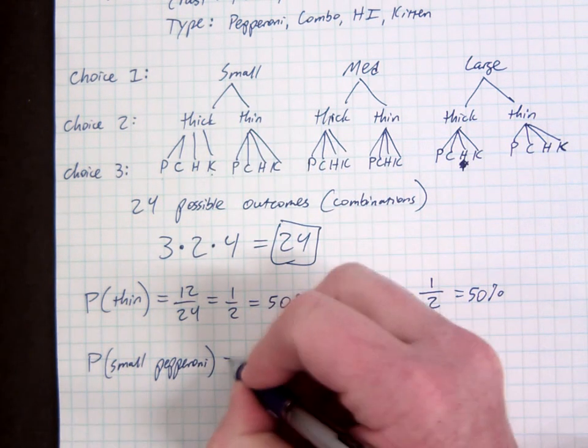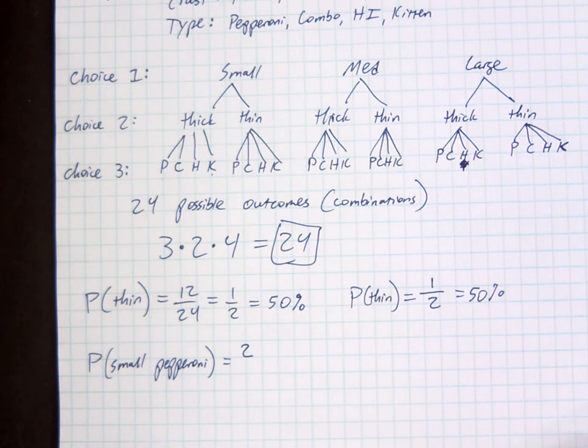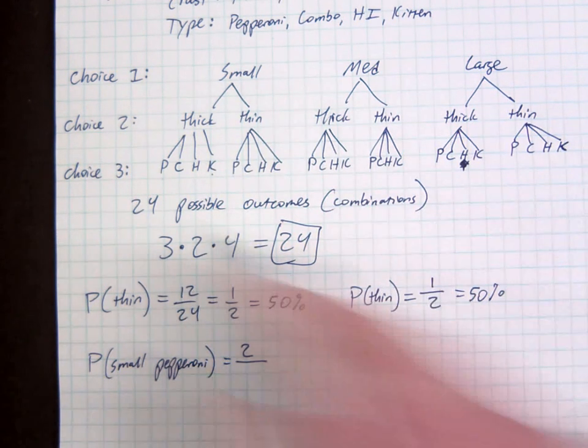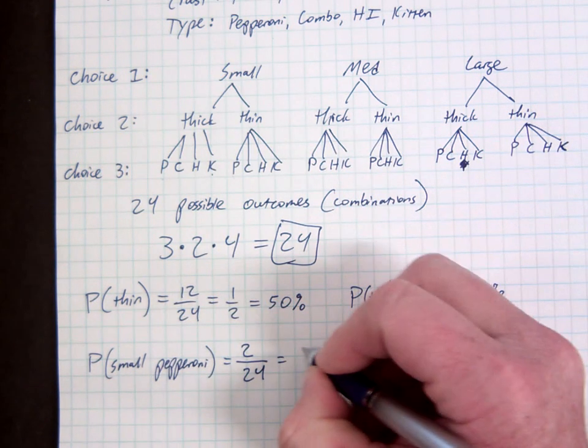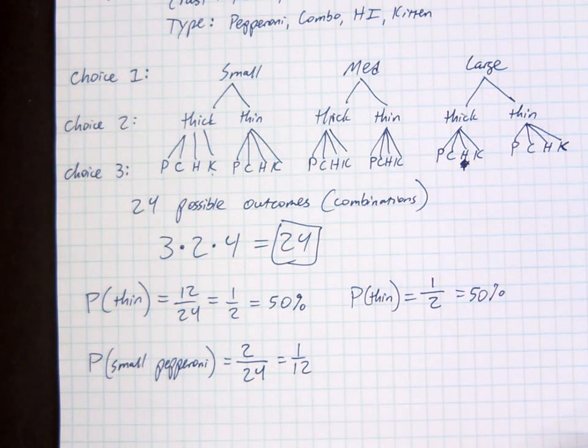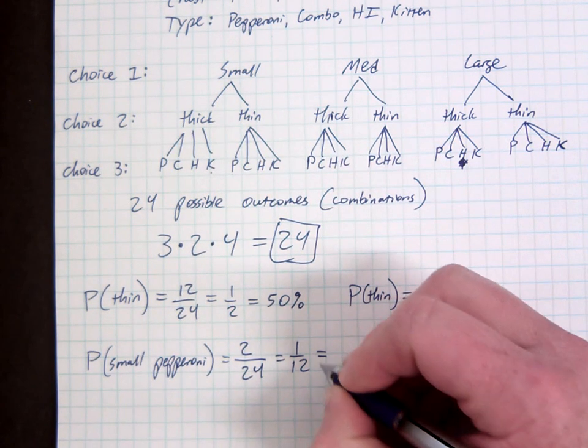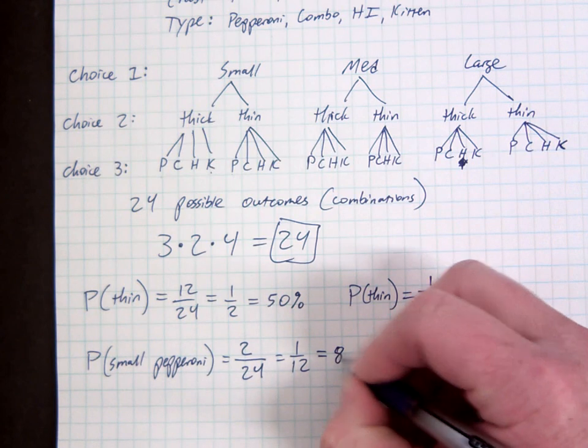So there are 2 small pepperonis out of how many total combinations are represented here? Out of 24. That simplifies to 1 over 12. You can either do the long division or type it into your calculator. 1 divided by 12, and you get 8.3%.